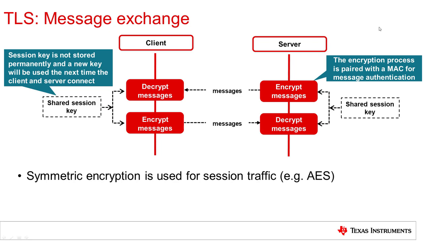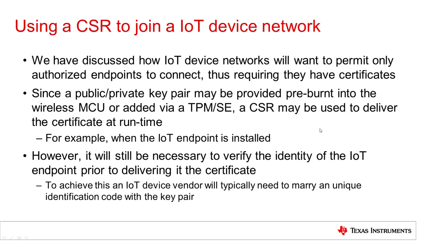We're now going to move on to talk about a certificate signing request. The use case we're going to cover for a certificate signing request, which we're going to abbreviate to CSR in the rest of this section, is how to use one to join an IoT device network. Earlier in this series, we've pointed out how IoT device networks are closed. They're not open servers like Google or Facebook that allows any client to connect. They only want authorized IoT endpoint devices to connect to them.